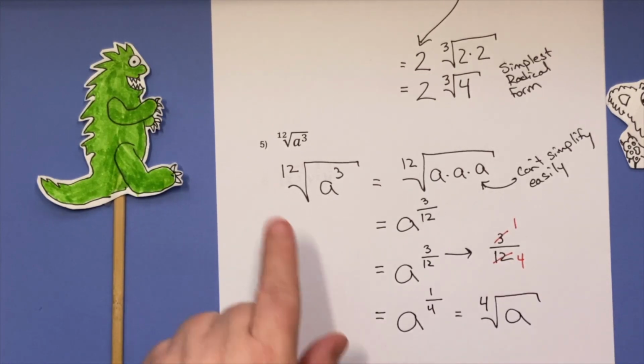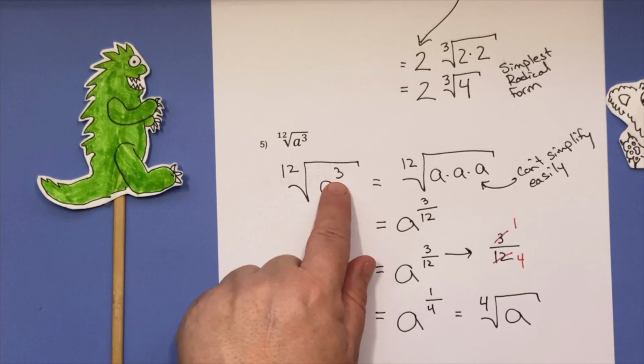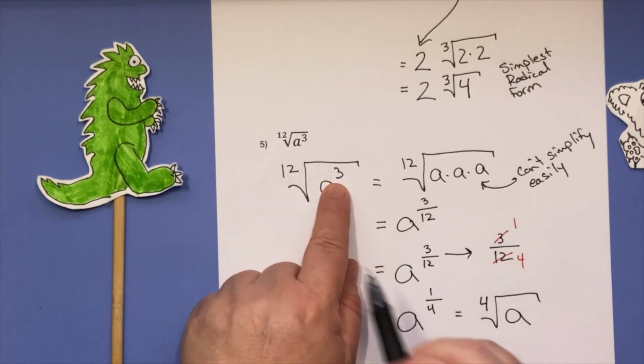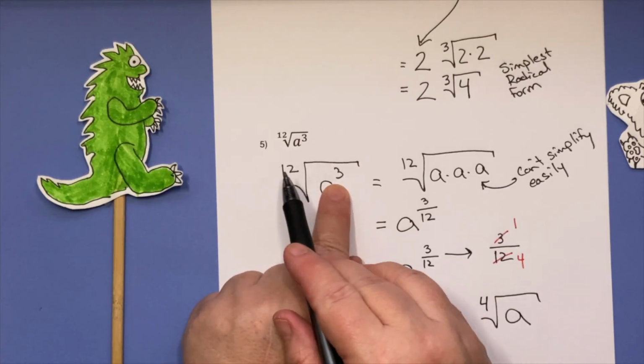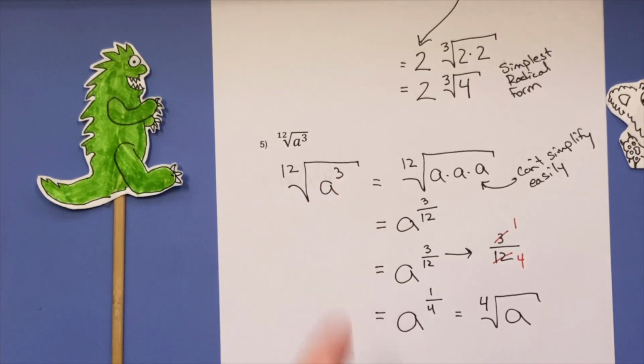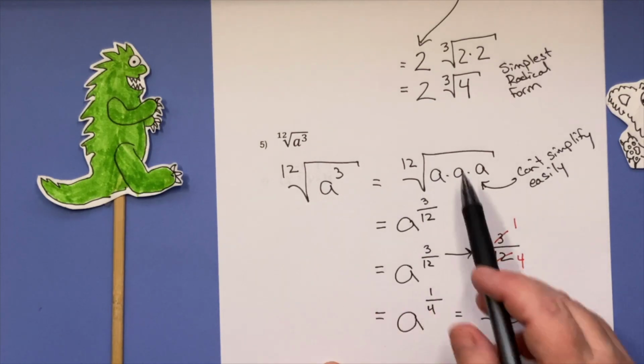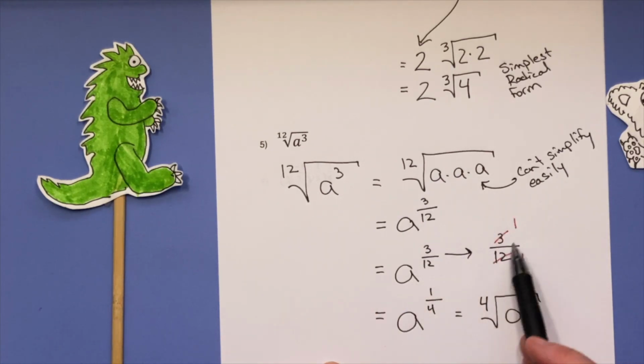Now, can you look at the 12 and the 3 and realize that you could cancel the 3 into the 12 and end up with the 4th root? Yes. Some people are really good at this. I am not one of those people. I would always convert it to exponent form, reduce, and then rewrite it as a radical.